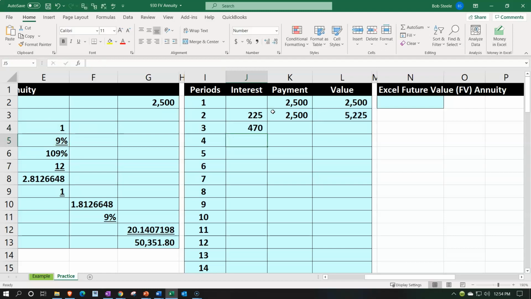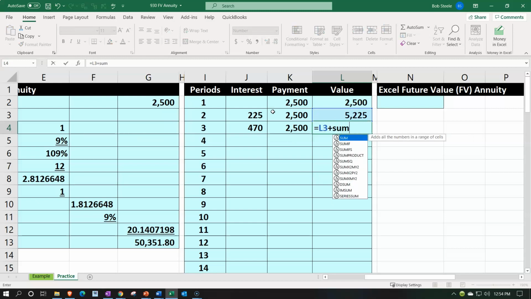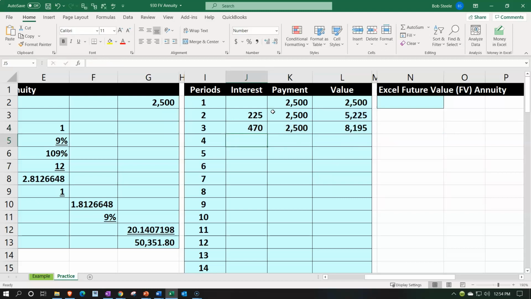And then we're going to say, there it is, interest going up. The payment is going to be the same. Therefore, the value is going to be the last time we had this plus the sum of the new stuff that happened. The sum of that 470 plus the 25, closing that up. Let's do it one more time, and then we'll try to use the autofill to fill it on down.